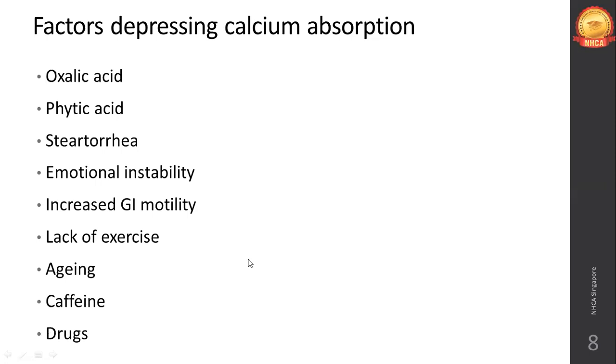And certain drugs like anticoagulants, cortisones, thyroxine. Thyroxine is the medication given for hypothyroidism. Hypothyroid patients get thyroxine medication. So these medications can also reduce calcium absorption. So these are the factors that can depress your calcium absorption.